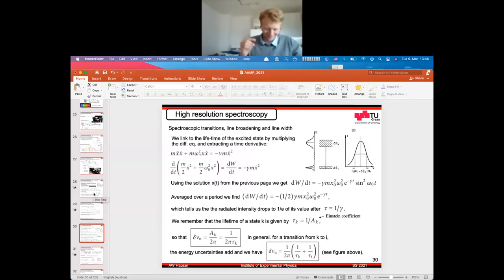This is most easily explained in the way Demtröder does it. This is from Laser Physics. You can read it up. It's on page 42, where Demtröder describes it through the picture of a damped harmonic oscillator.